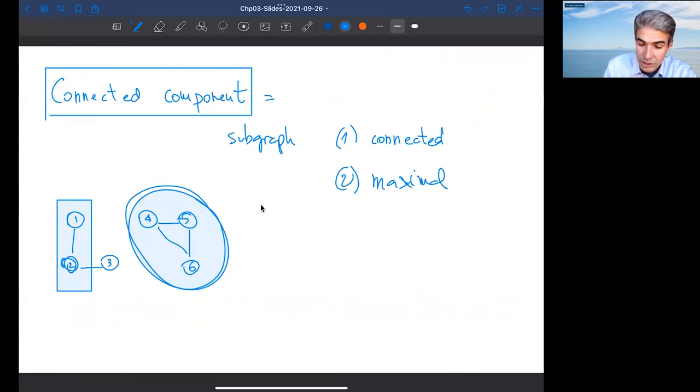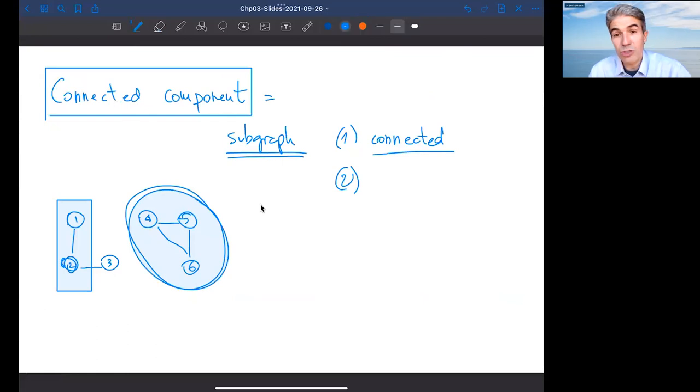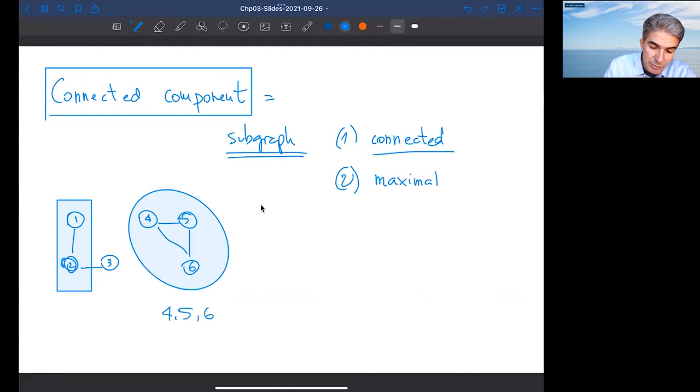Well, a connected component is a subgraph with 2 properties. One property is that it is connected. So of course you wouldn't call it a connected component if it wasn't connected. But the other property is also very important, that it is maximal in being connected. Here's what I mean by it. So if you look at the picture here, 4, 5, and 6 induce a connected component because the subgraph of the nodes 4, 5, 6, as illustrated here in this ellipse, right?